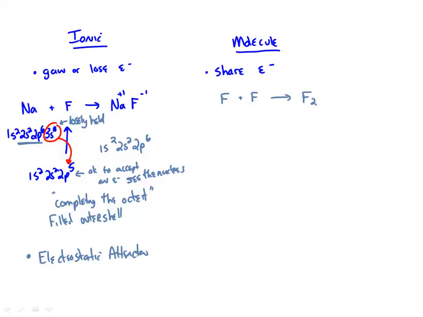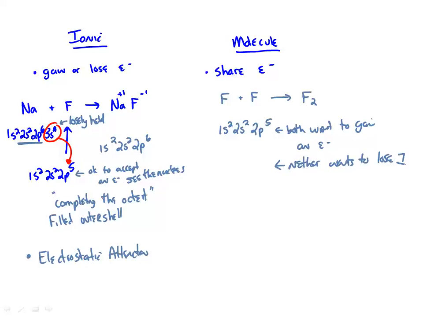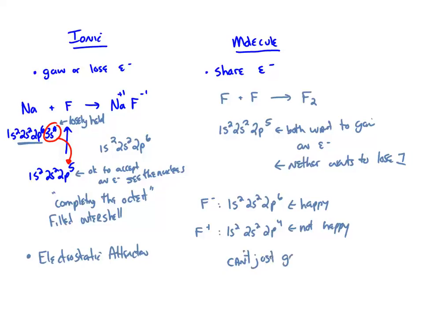And so how can we explain that thinking about it in terms of electron orbitals? Well, if each fluorine is 1s2, 2s2, 2p5, they both want to gain an electron, right? And neither really wants to lose one. And so, if we really did gain and lose an electron, then we'd end up with one that's 1s2, 2s2, 2p6. He's happy. That would be the fluorine with an extra electron. If I had a fluorine positive, 1s2, 2s2, 2p4, he's not happy. So we can't just gain and lose electrons.